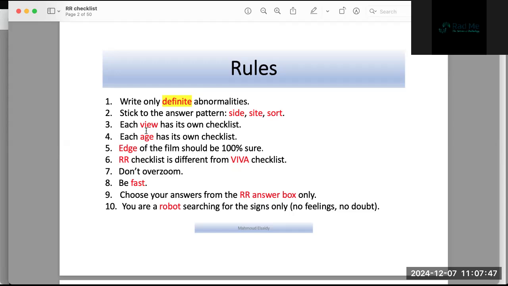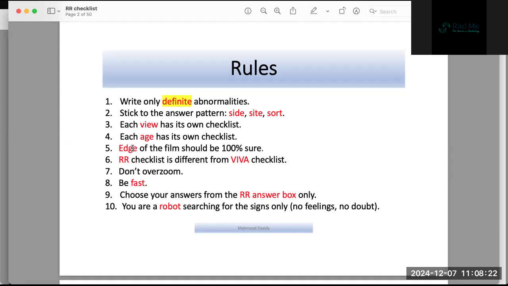So in the AP view, your sign for dislocation is loss of the overlap, but in the glenohumeral view, normally there is no overlap, so it is not a sure sign for dislocation in the glenohumeral view. So please don't mix between the views and between the checklists for each view. Also, each age has its own checklist. In the pediatric age group, there are certain fractures that could happen, but not in the adult, and vice versa also. Don't forget to look at the edge of the film.